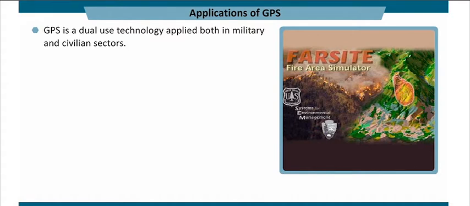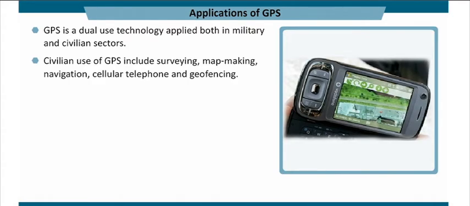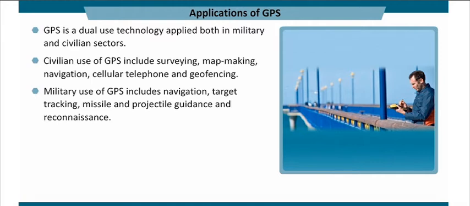GPS is a dual-use technology applied both in military and civilian sectors. Civilian use of GPS includes surveying, map-making, navigation, cellular telephones, and geofencing. Military use of GPS includes navigation, target tracking, missile and projectile guidance, and reconnaissance. GPS is a useful tool for commerce, scientific uses, and tracking and surveillance. GPS is also used in banking, mobile phone operation, and control of power grids.